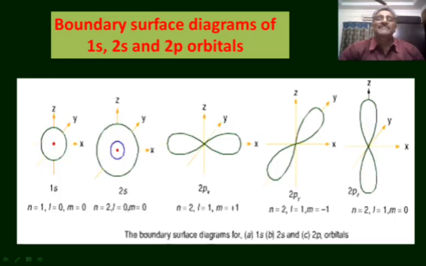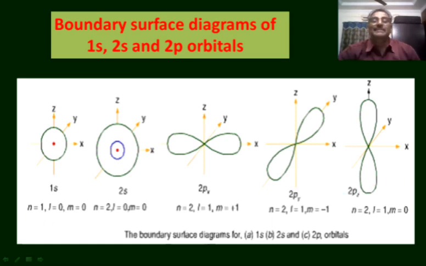The boundary surface diagrams of 1s, 2s and 2p orbitals are given here. This is the boundary surface diagram of the 1s orbital, and this is the boundary surface diagram of the 2s orbital. These are the boundary surface diagrams of p orbitals, that is 2p orbitals. You know that there are three 2p orbitals which are oriented towards the x-axis, y-axis and z-axis, and they are said to be the 2px orbital, 2py orbital and 2pz orbital.